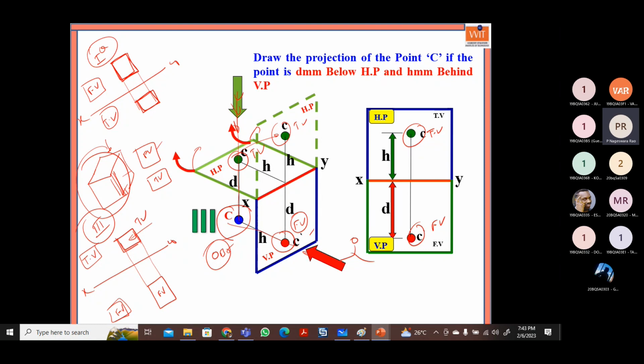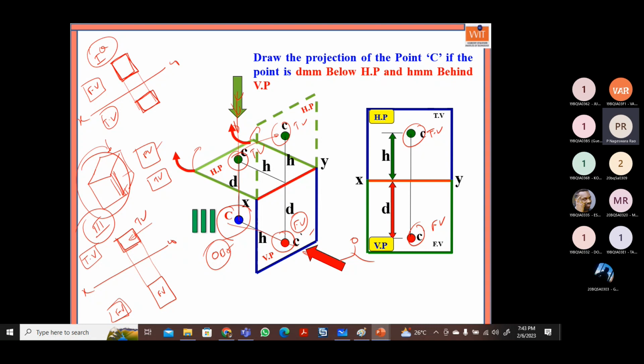So I can say that in the case of first angle projection, above the XY line, the reference line, is the front view image, and below the XY line is the top image. Whereas in the case of third angle projection, it is reverse. Above the XY line is the top view, below the XY line is the front view image. Exactly reverse to the first quadrant.